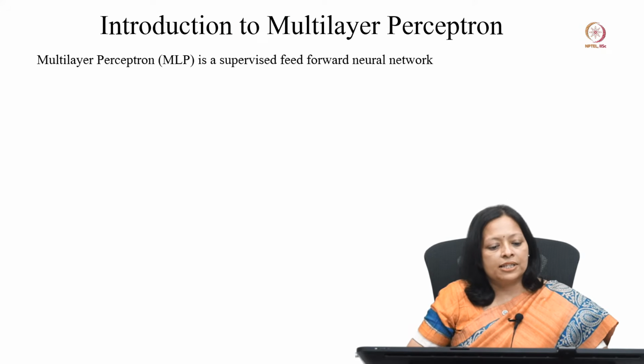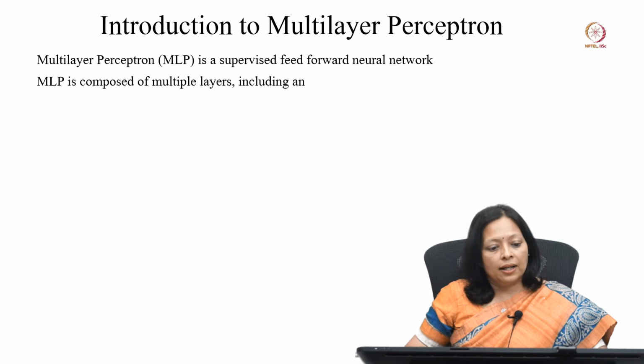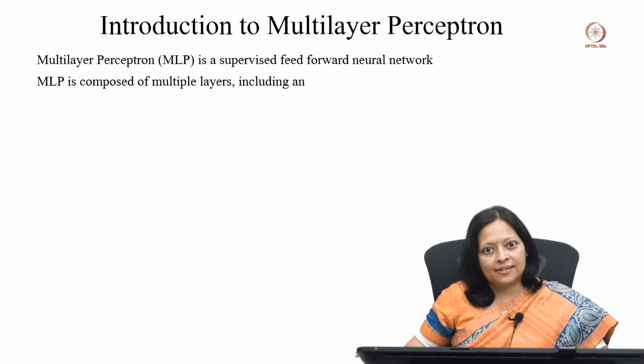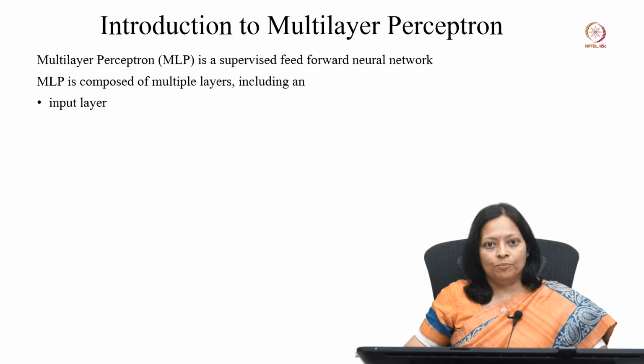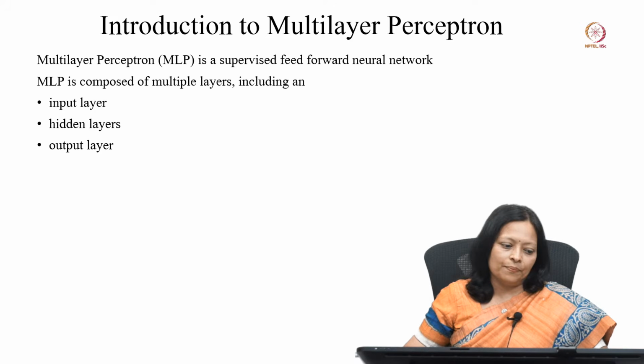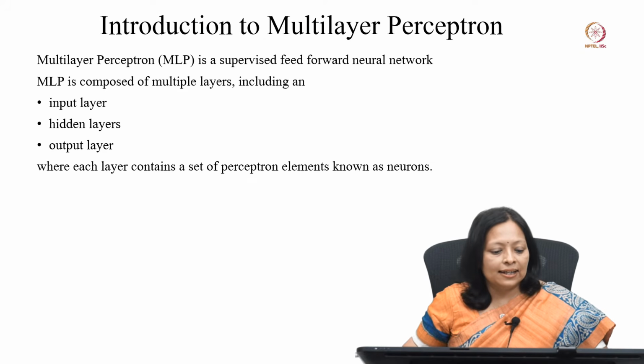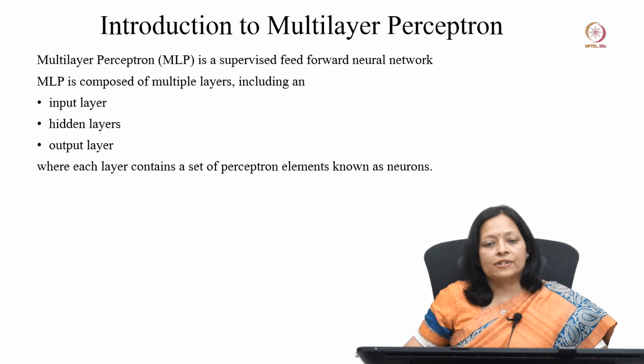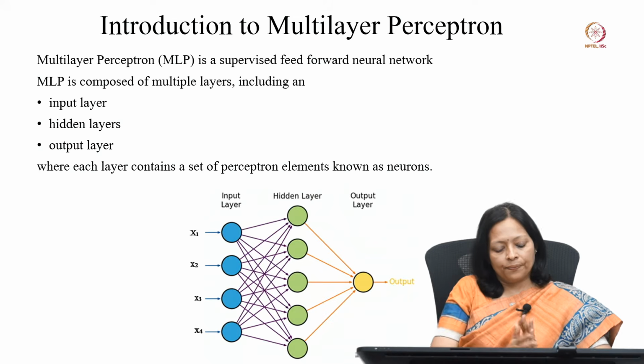So, multi-layer perceptron is a supervised feed-forward neural network which is composed of multiple layers, and these layers include an input layer, a hidden layer, and an output layer. And each of these layers consists of a set of perceptrons which are called neurons.